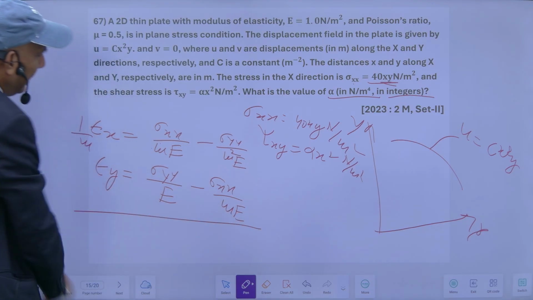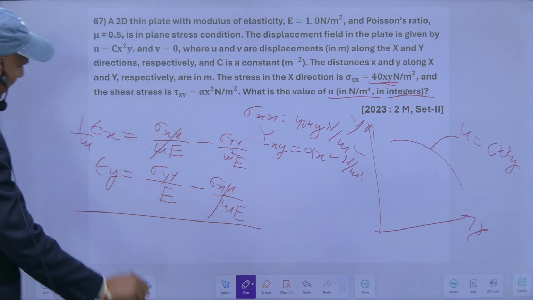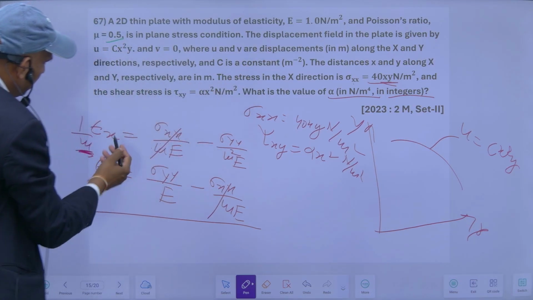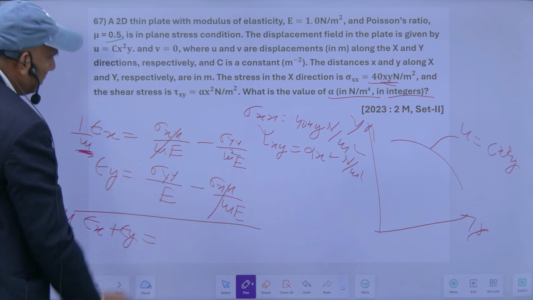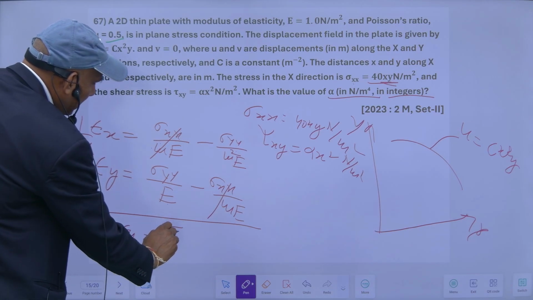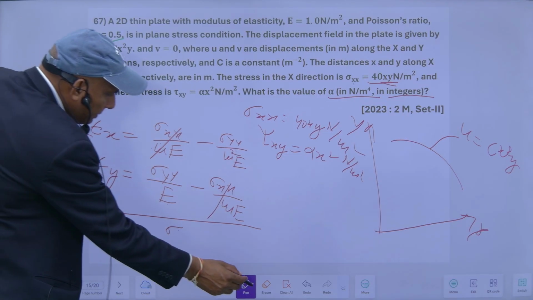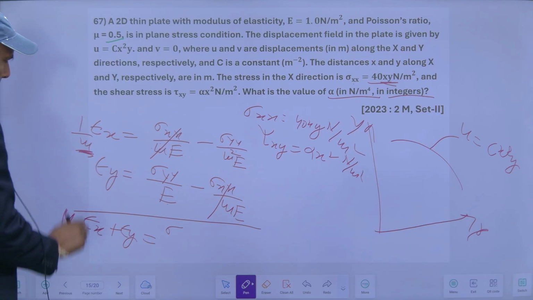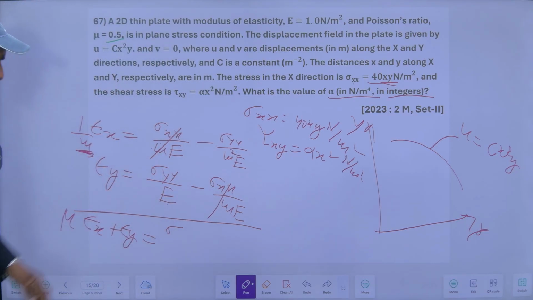If I add this and this, these terms will cancel each other, so I will get mu epsilon y plus epsilon x equal to this plus this. I think I have made some mistake. I have to eliminate sigma yy basically.